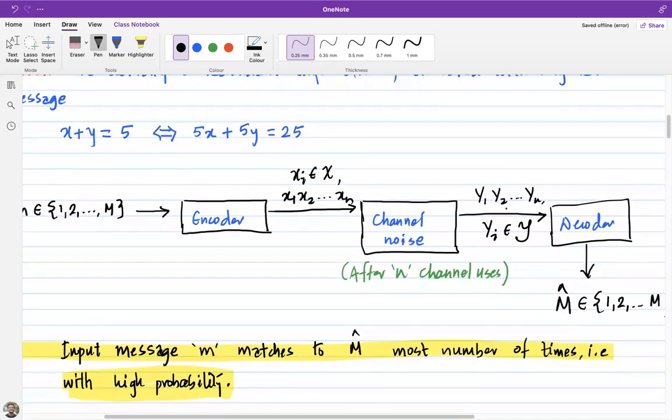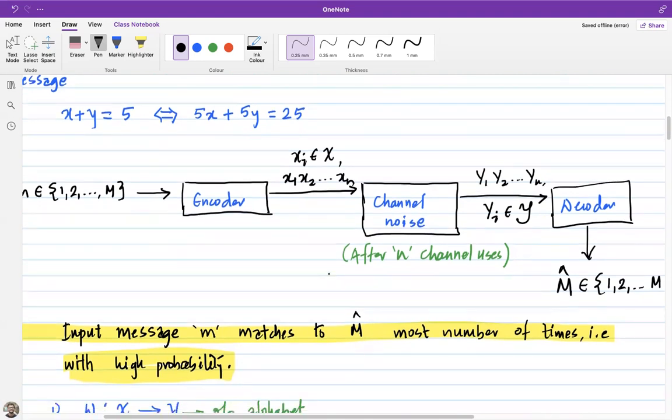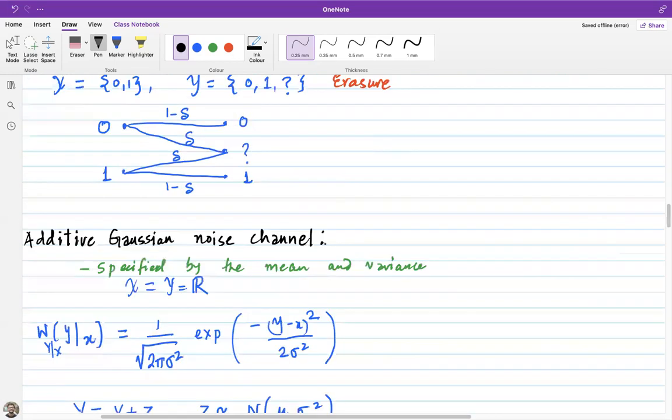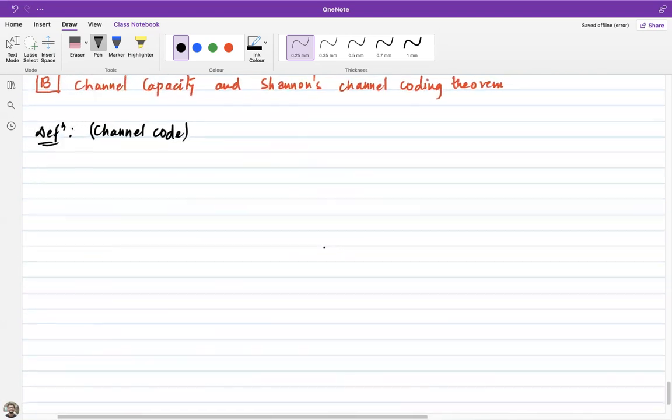Capital Y1, Y2, and so on till Yn. Then we had a decoding operation which again maps the output to this set, which was 1 to M, calling it M hat. So a channel code essentially unifies all the blocks that you see here. It talks about the channel noise, the encoding and decoding operations, and all the variables that you see here, n, M, and so on. So that's why we need this definition.